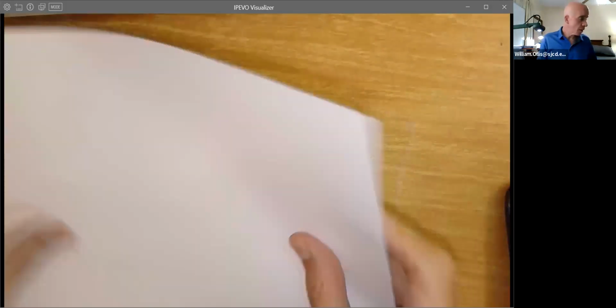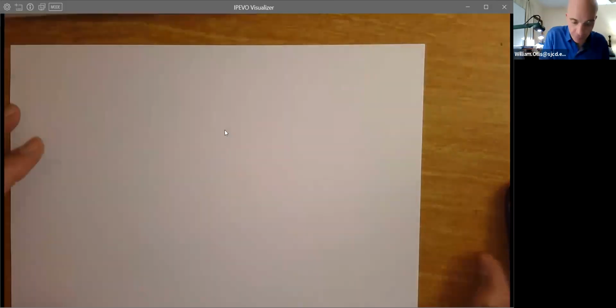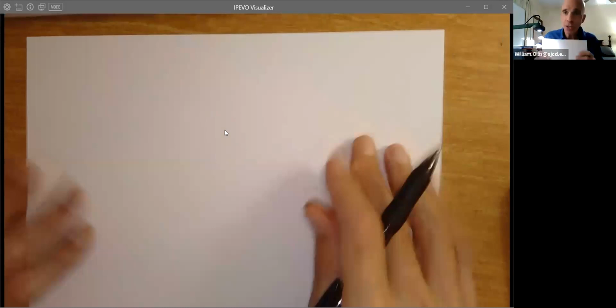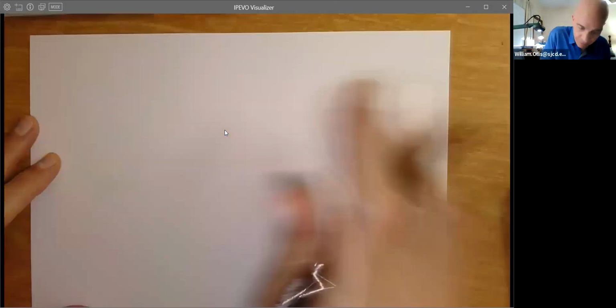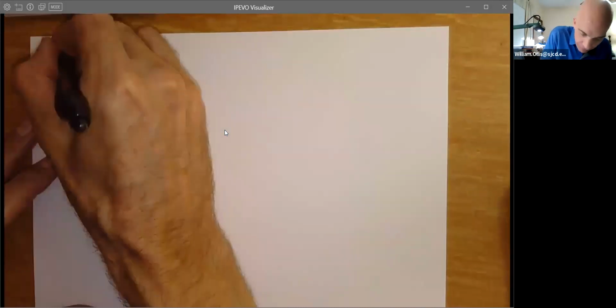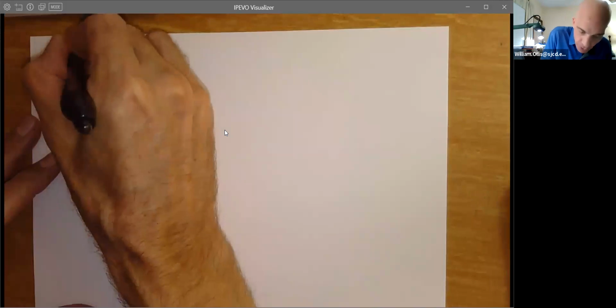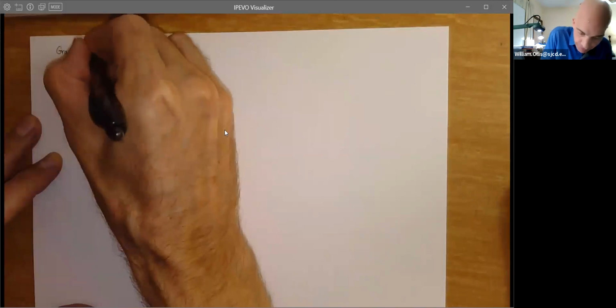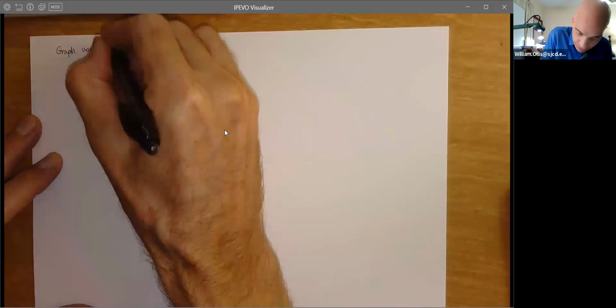And I want to look at the following example here. I took these from your WebAssign. So we have the following function. That is, graph using transformations.